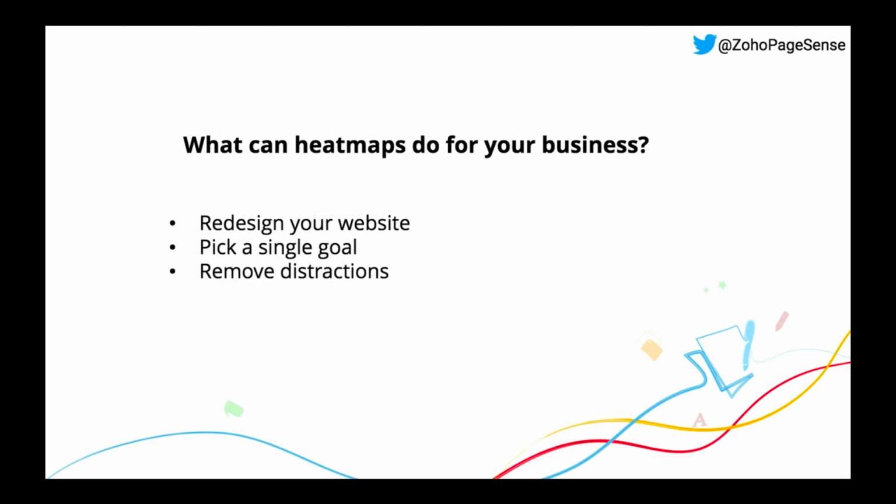Next, you can remove distractions with heat maps. To click or not to click? Sometimes when it comes to your website, this could be a million-dollar question. Many times your heat maps will show you that your visitors are clicking on a particular element over and over again. And that's when you realize that that particular element isn't even a link or a button.